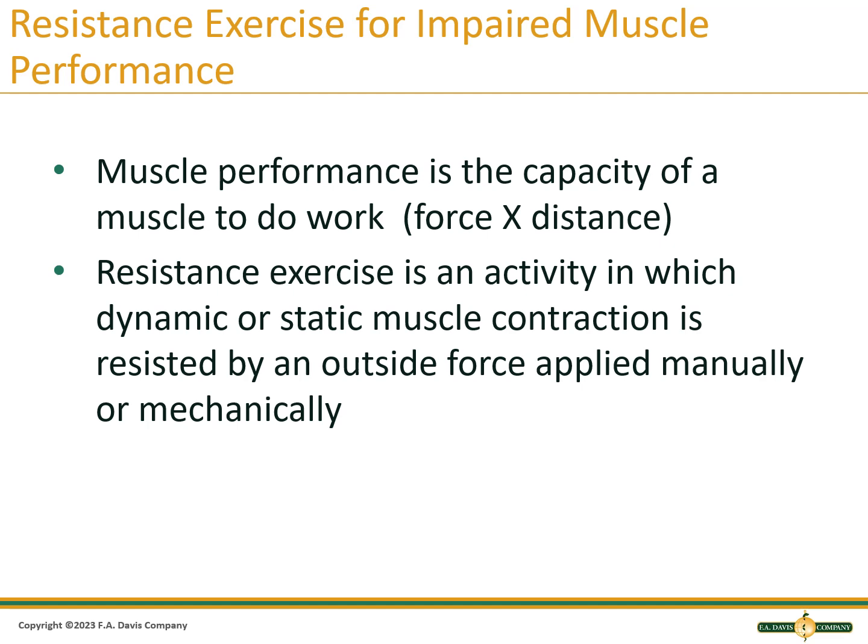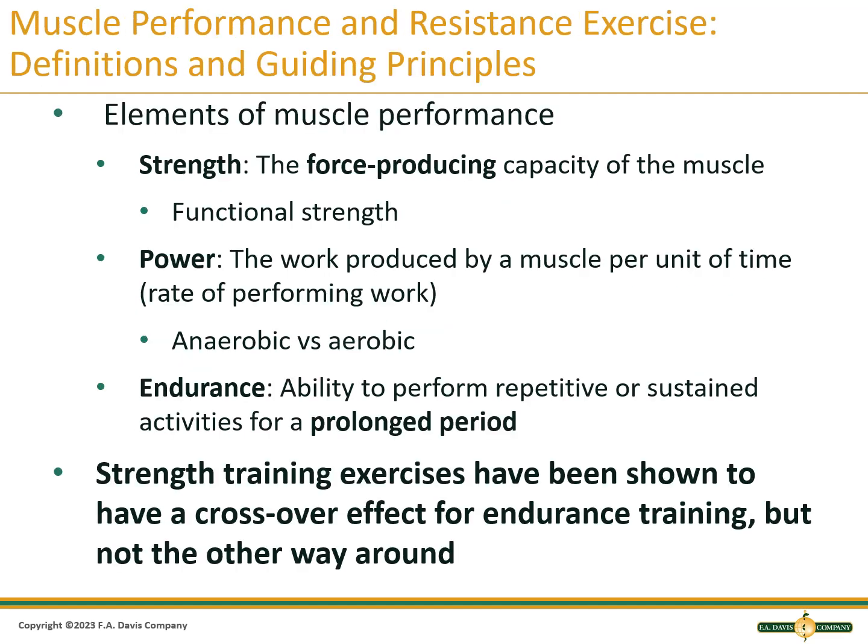The elements of muscle performance are the things that we're going to assess in a patient, but also try to target to improve in a patient. So we're looking at strength, power, and endurance of a patient's muscles. Strength is the force-producing capacity of the muscle, and we typically want to look at manual muscle testing strength in individual muscles, but also the functional strength. What are they prevented from doing because of a strength deficit?